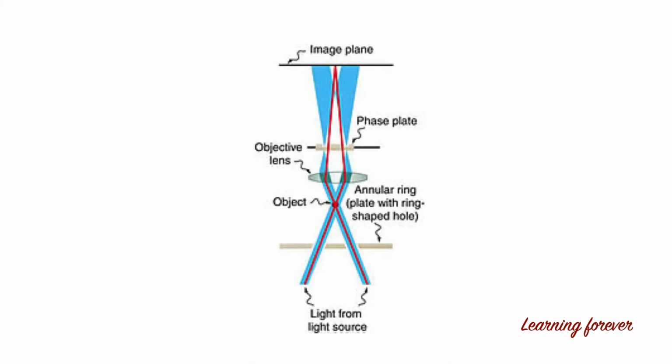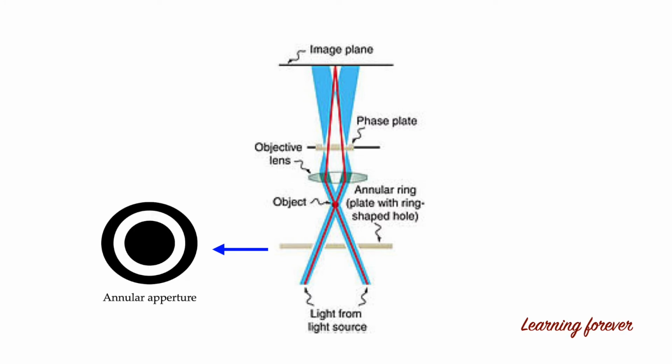Let's try to understand the phase contrast microscope with the help of a ray diagram. In the ray diagram you can see these two important components are added. The first component is the annular aperture. The annular aperture looks something like this, and this 3D structure is the same as the dark field stopper that we have seen in the case of dark field microscope.